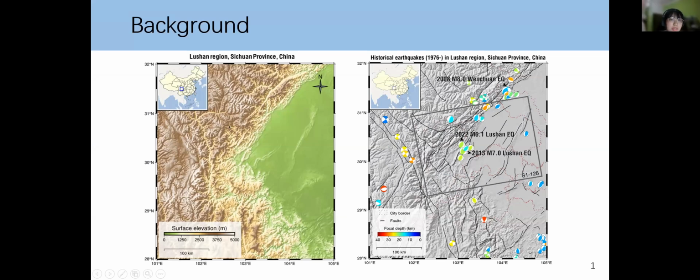The study area around Lushan County is in Sichuan province in China. It's in the southwest part of China, where the topography is very complex. In some parts, the elevation can be up to 4,000 to 5,000 meters, and many faults are distributed here. Many earthquakes occurred here, like the Wenchuan earthquake in 2008, and in Lushan County in recent years there were 2 earthquakes, in 2013 and 2022, and the earthquake this year.